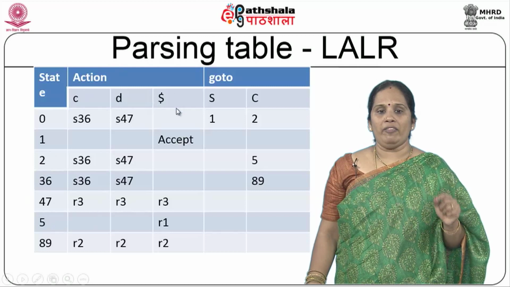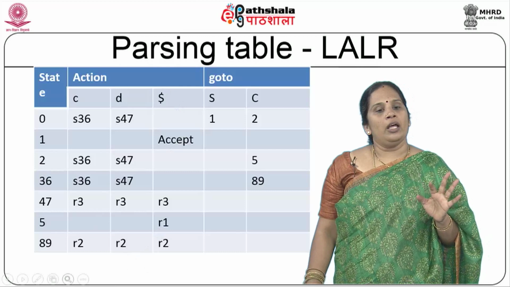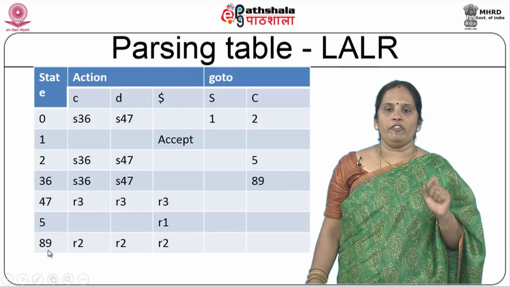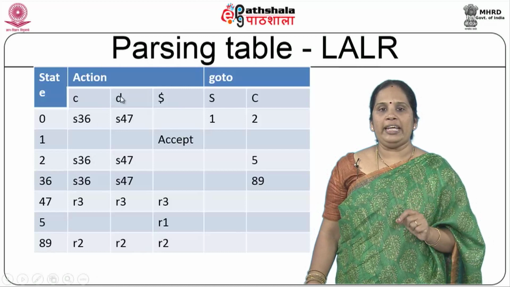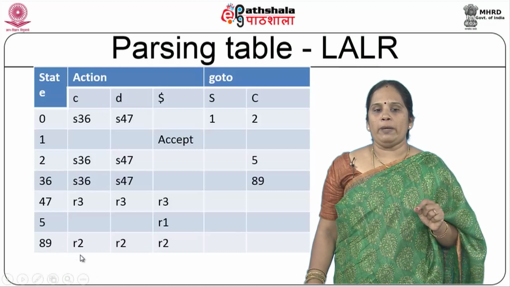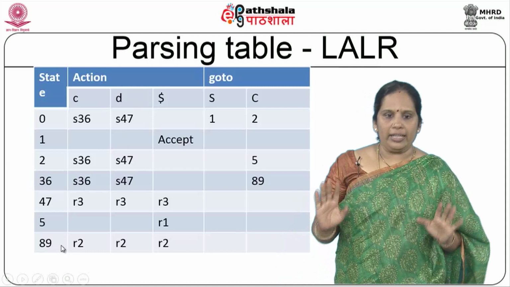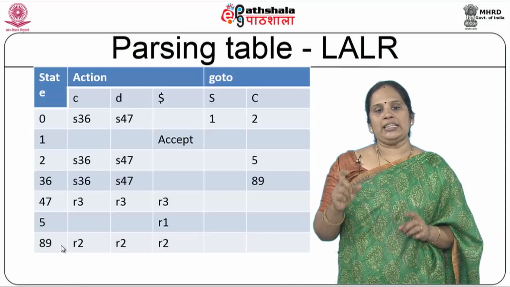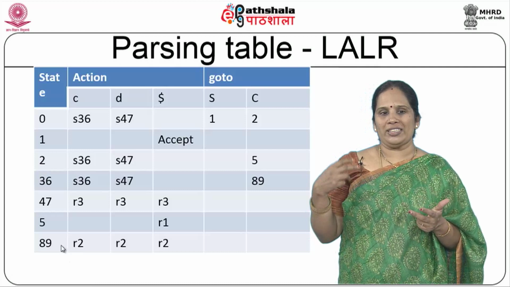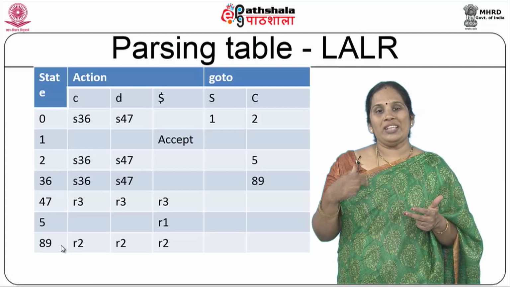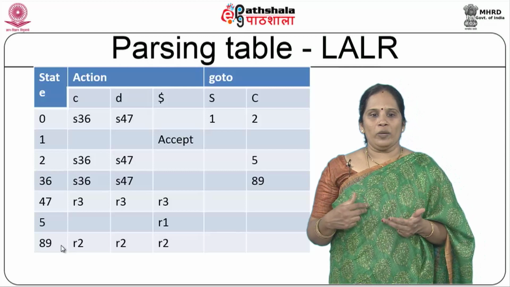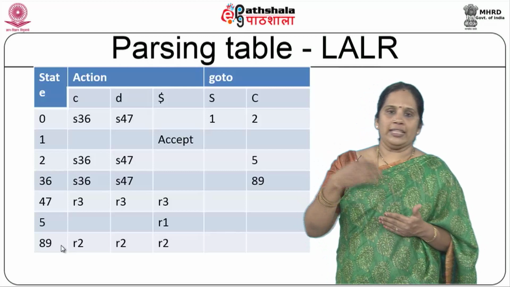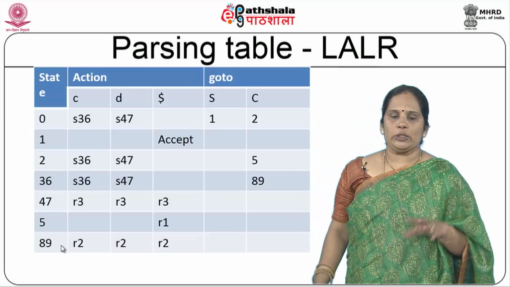Again 5 and dollar, there is no problem here at all. 89 is a combined state, at the intersection of 89 with C, D and dollar, I will say reduce by the R2 action. Exactly same, the only difference is I have merged the states. Since I have merged the states, whatever was earlier referred to as 3 and 4 will now be referred to as 36 and 47. Whatever was referred to as 6 and 7 will now be referred to as 36 and 47 again. So is the case with 89.